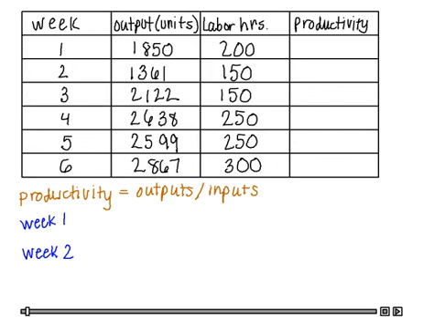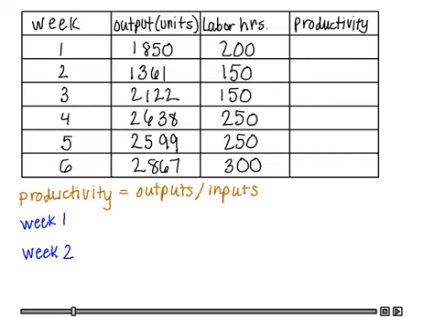To calculate the productivity for each of the 6 weeks, we need to look at our outputs, which is our units, and our labor hours, which are our inputs, and we're going to come up with a productivity of how many units have been produced per labor hour for each week.